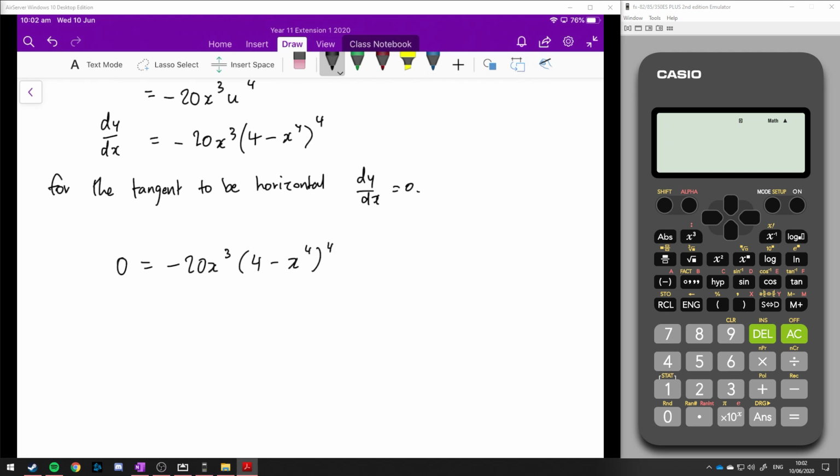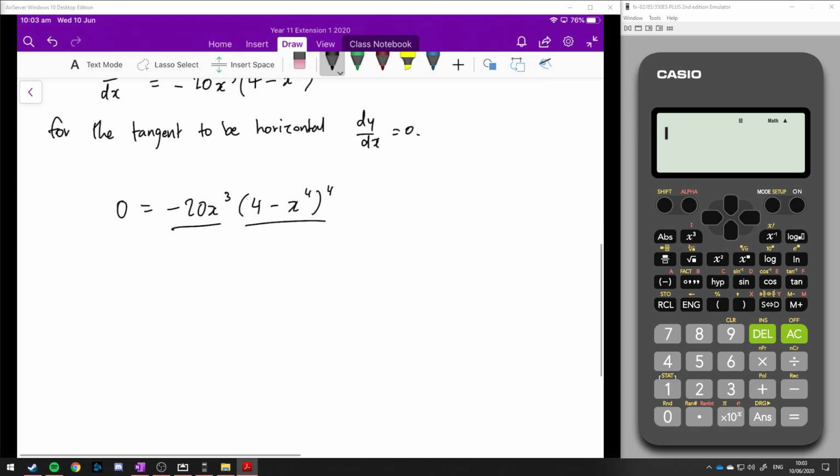Now, this looks a lot trickier than what it actually is, okay? We're trying to find where we have powers of 0. So we're going to have this equal to 0 whenever this factor is equal to 0 or whenever this other factor is equal to 0. So we're going to have this equal to 0 when minus 20x cubed is equal to 0, or when 4 minus x to the power of 4 is equal to 0. Okay? So with that being said, we can now work out when our derivative is equal to 0. Minus 20x to the power of 3 is equal to 0. There's only one place when that's equal to 0, and that's at 0. So that one's nice and easy.